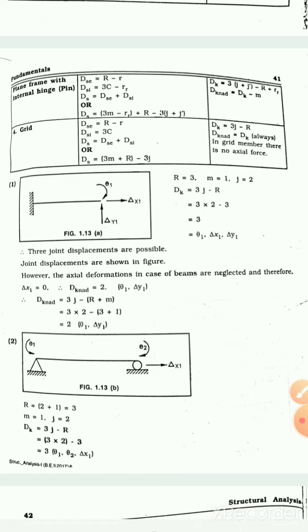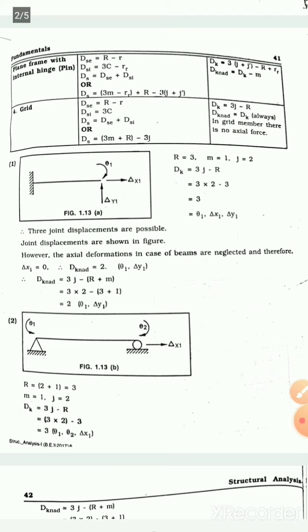Three joint displacements are possible. Joint displacements are shown in the figure. However, the axial deformation in case of beam is neglected, and therefore delta x1 is equal to 0. Kinematic indeterminacy is equal to 2, theta 1 and delta y1. So DK and AD equal to 3j minus r plus m, 3 into 2 minus 3 plus m. So it is 2, theta 1 and delta y1.